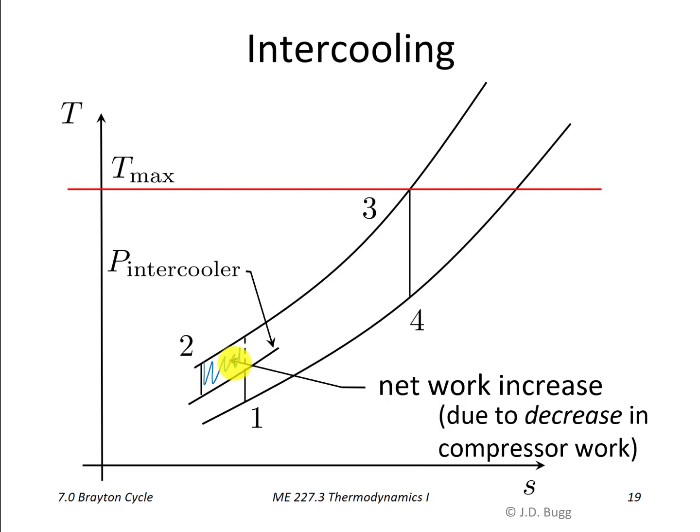And how much less work? Well, that area right there tells us exactly how much less work it takes. And so that contributes to an increase in the net power. Notice the intercooler hasn't done anything to the turbine, just like the reheater didn't do anything to the compressor. So both reheat and intercooling serve to increase the net power output of this cycle without going above our maximum temperature limitations.